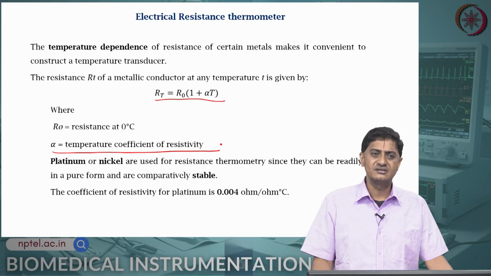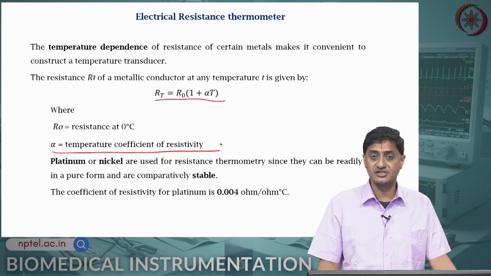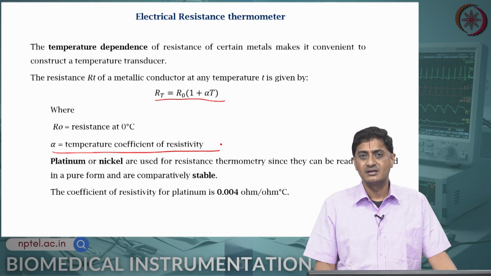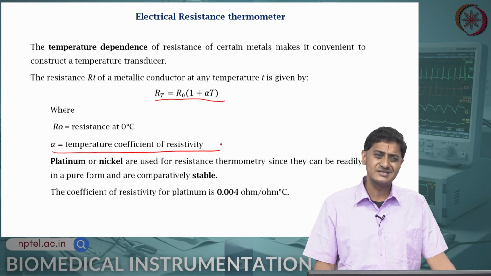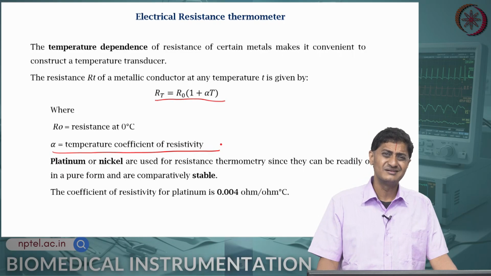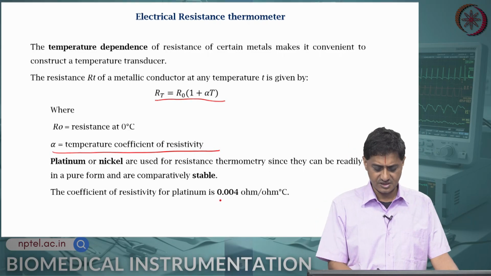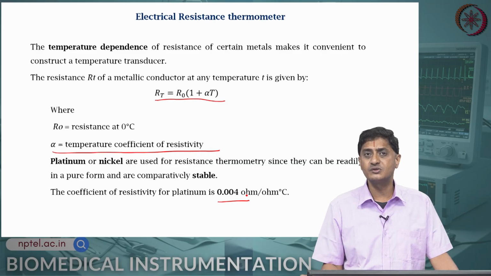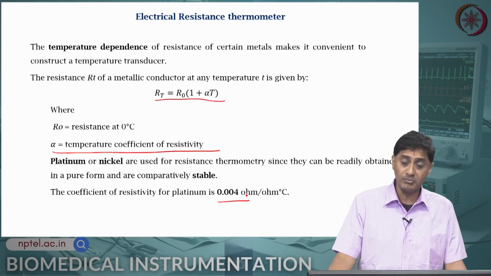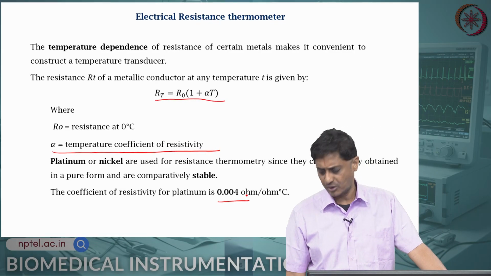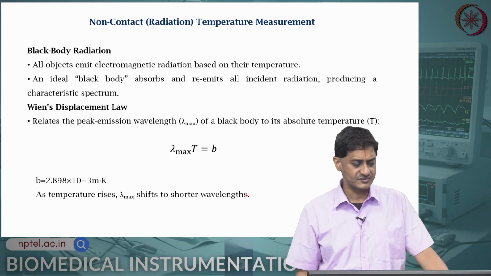Quite frequently the metals used for resistance thermometry are platinum and nickel, because they can be obtained in relatively pure form and are also quite stable. Platinum is a noble metal, for example. The coefficient of resistivity for platinum is 0.004 ohm per ohm degree Celsius, which is quite small. It means it is going to have very good accuracy.